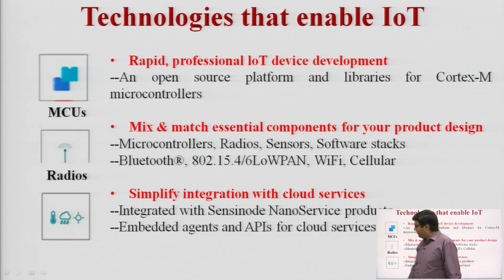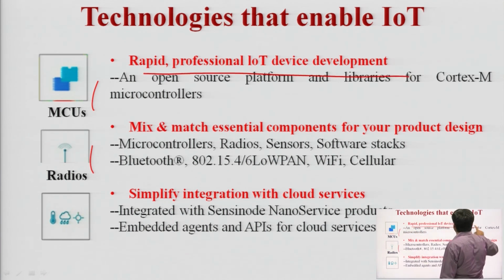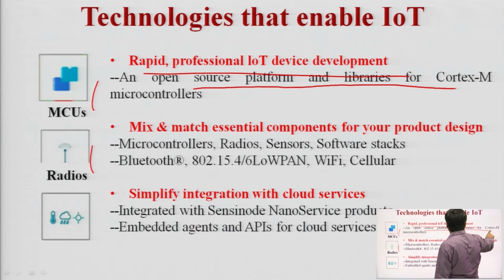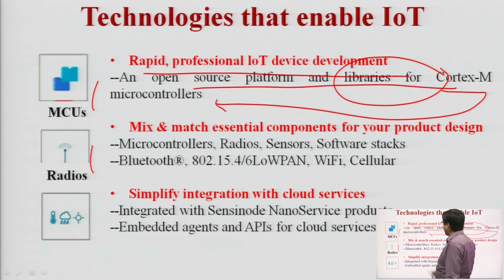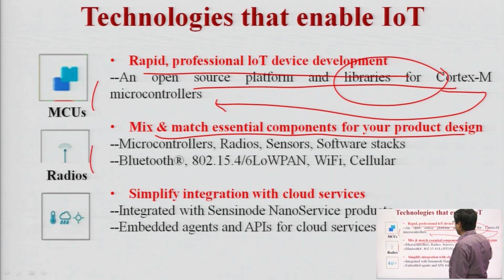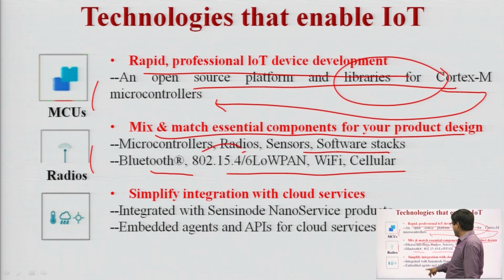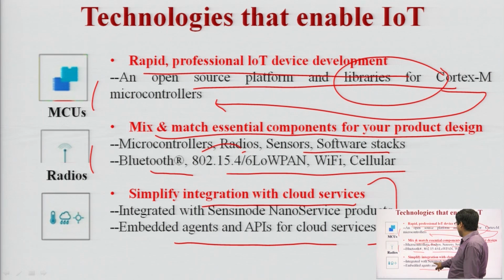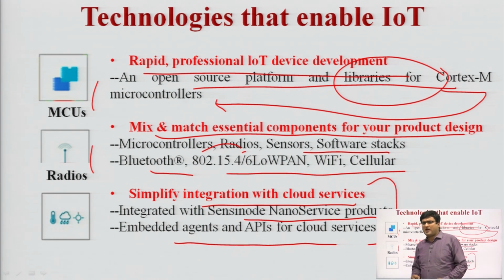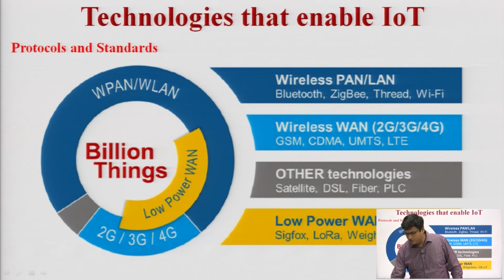Here we can see microcontrollers and radios. With microcontrollers we get rapid and professional IoT development and open source platform libraries. Libraries are available for the Cortex-M microcontrollers, and we can use them. Mix and match essential components for your product design, like Bluetooth, LoRaWAN, Wi-Fi, cellular, sensors, software stacks and radios. Simplify integration with cloud services like embedded agents, APIs and nano services. Basically these are the technologies that enable IoT devices in an IoT system.